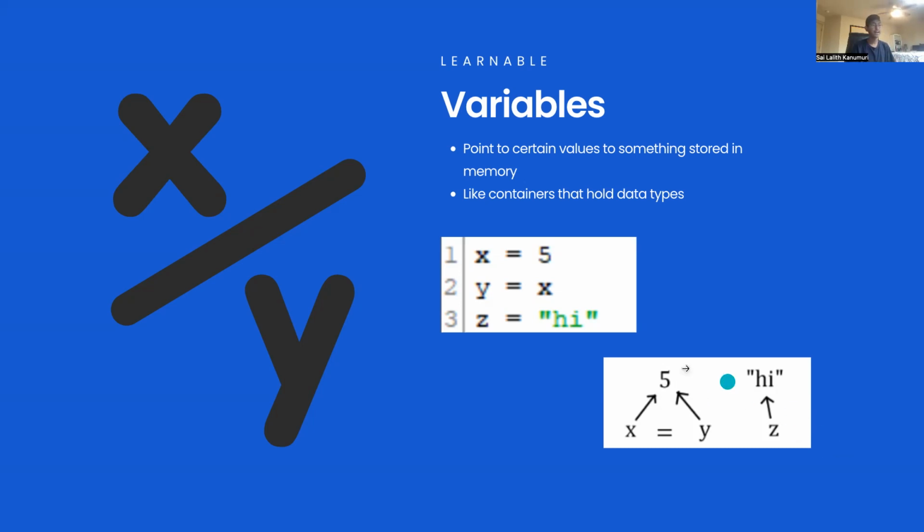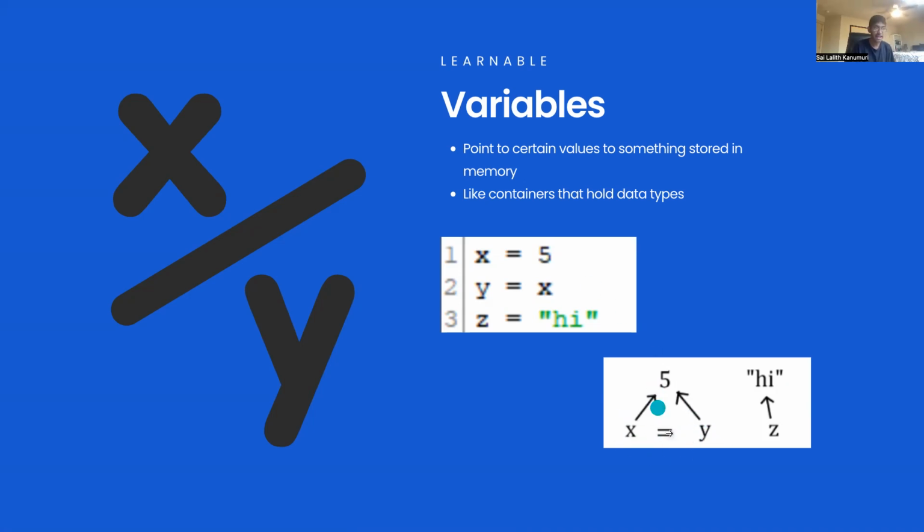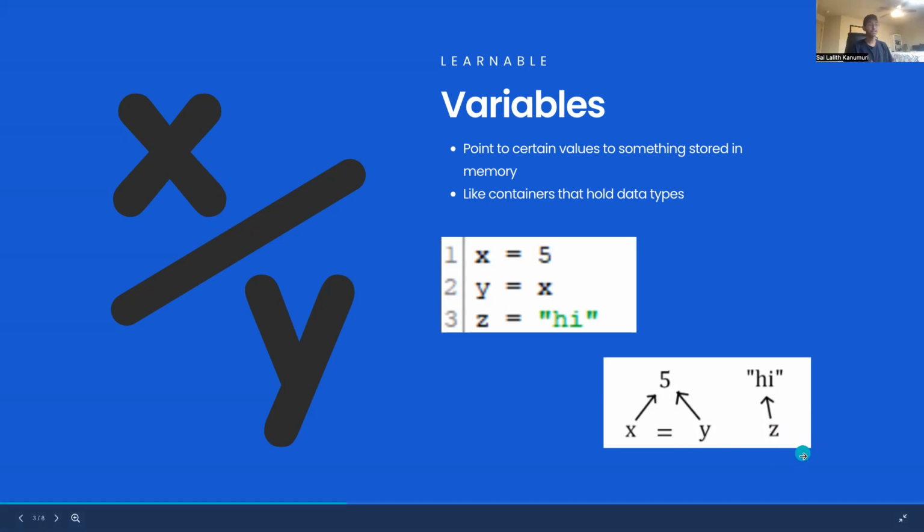And this is a diagram of what's going on. So x is equal to 5, right? We went through x is equal to 5. Then you put y is equal to x. So they both point at the same 5. That's very important. So that means when y is being called, y is 5. And here, since the z value is "hi", then when you call z, it'll call the string.